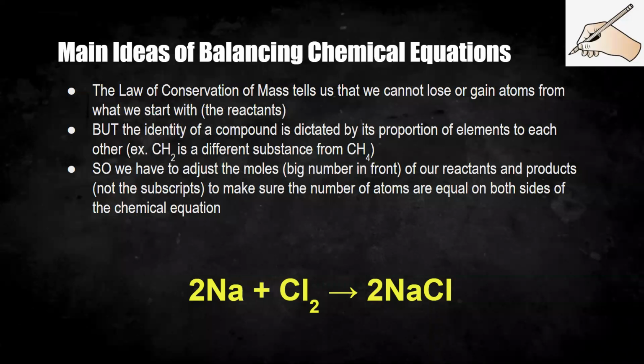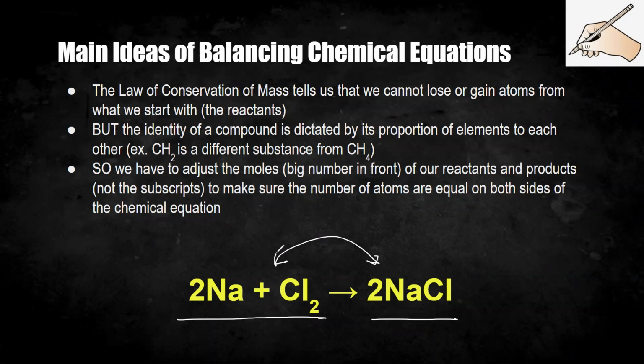So the main idea is when it comes to balancing chemical equations or a balanced chemical equation, I'm going to run through these and use this chemical equation as an example. The law of conservation of mass tells us that we cannot lose or gain atoms from what we start with. Whatever atoms we start with on our reactant side of the equation, we have to have the same number of atoms that we finish with. That is what the law of conservation of mass states.